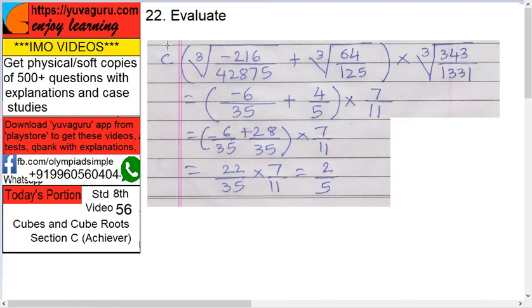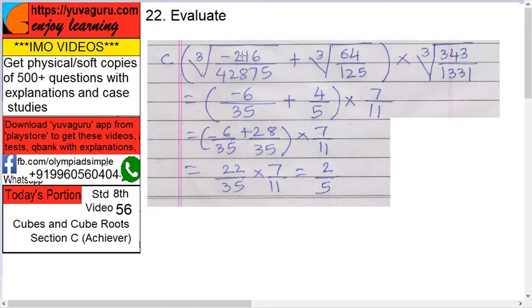Next one, C. I thought there were two only. This third one also: cube root of minus 216 upon 42,875 plus cube root of 64 upon 125, bracket close, into cube root of 343 upon 1331. Quite easy. All the cube roots are known.